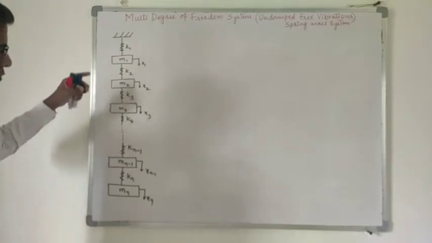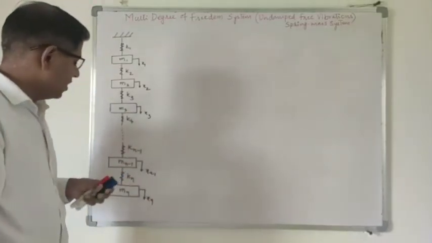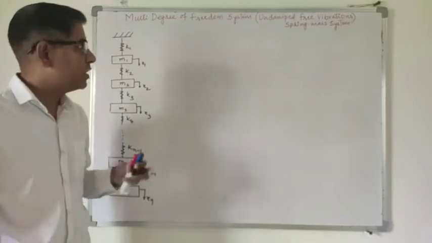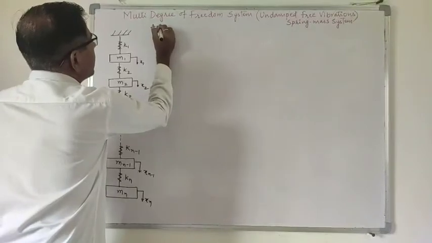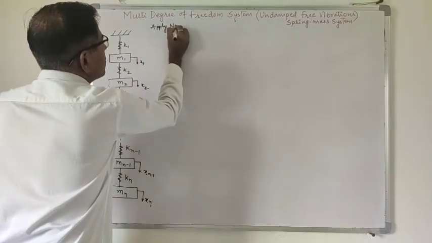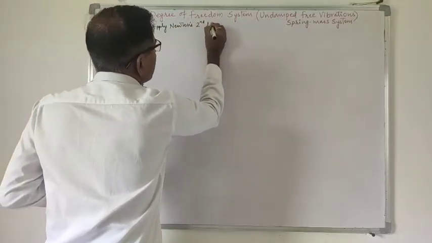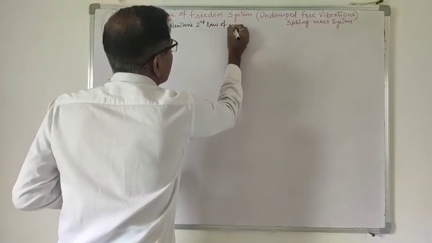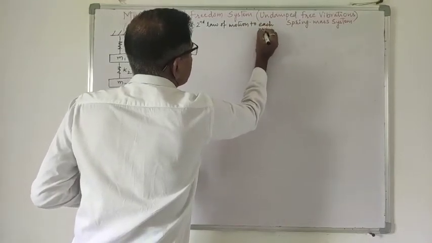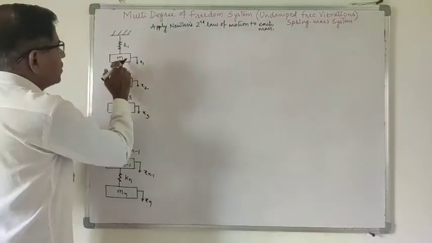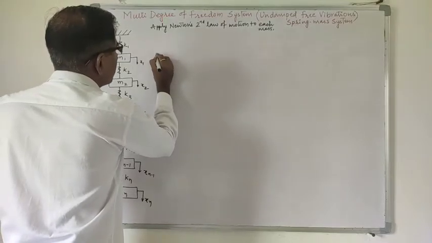Now finding the equation of motion is difficult in this case, but still we try to find the equation of motion by applying Newton's second law of motion to each mass. First we apply the free body diagram. First we'll make the free body diagram.